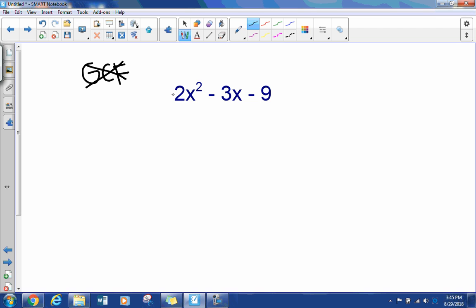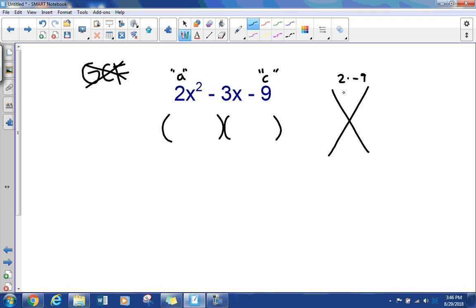We can use a similar kind of method to the last example. It's still going to factor to be things in two sets of parentheses, and we can even still use our little x game, but here's the big difference. We don't just put the last number up here. We put this number, which we call our a term, and this number, which again, remember we call that our C term. You multiply A times C, and that's what you put up here. So in this case, a 2 times a negative 9 gives us a negative 18.